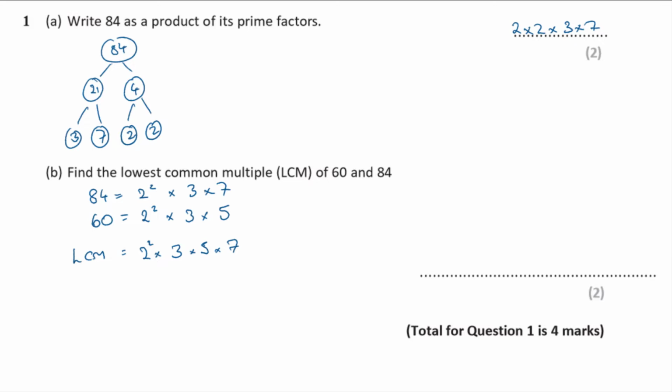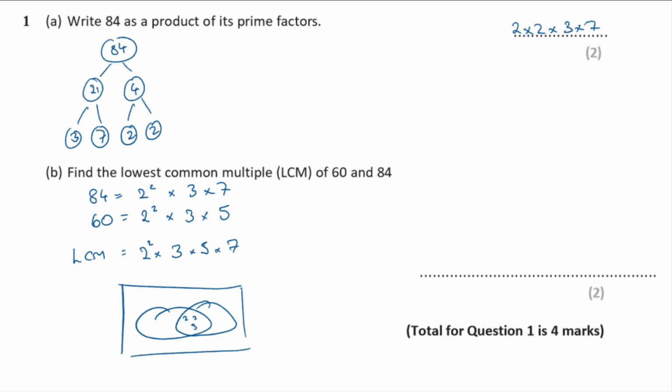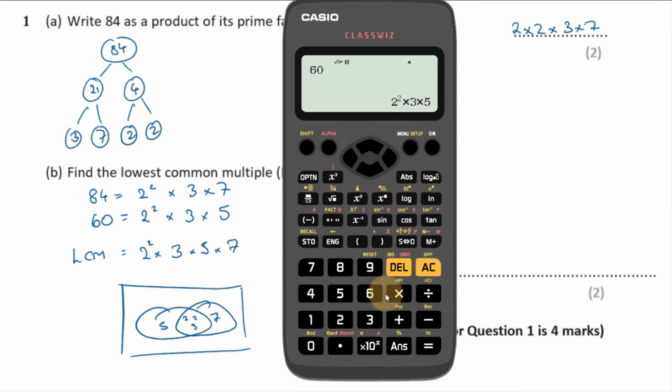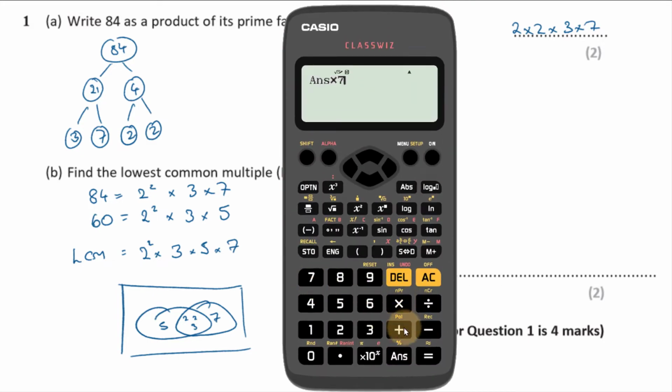If you find that way of doing it tricky, some people think about it in terms of a Venn diagram, and they put the things that are in common in the middle. So that would be your 2, 2, and 3 go in the middle, and then the things that are different go in the ones at either side. So that's 5 and 7, and then you multiply all those together and that will give you your LCM as well. So that's a different way of doing it. But anyway, I'm going to crack on and work out what 2 times 2 times 3 times 5 times 7 is, and I got 420.